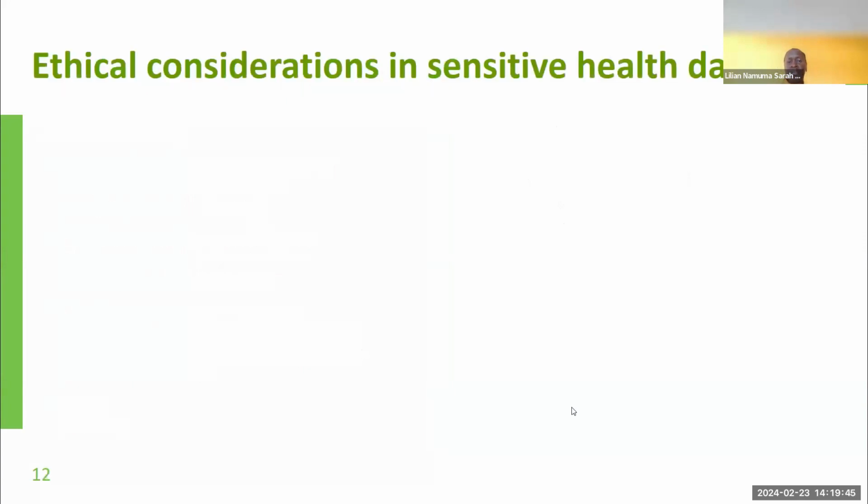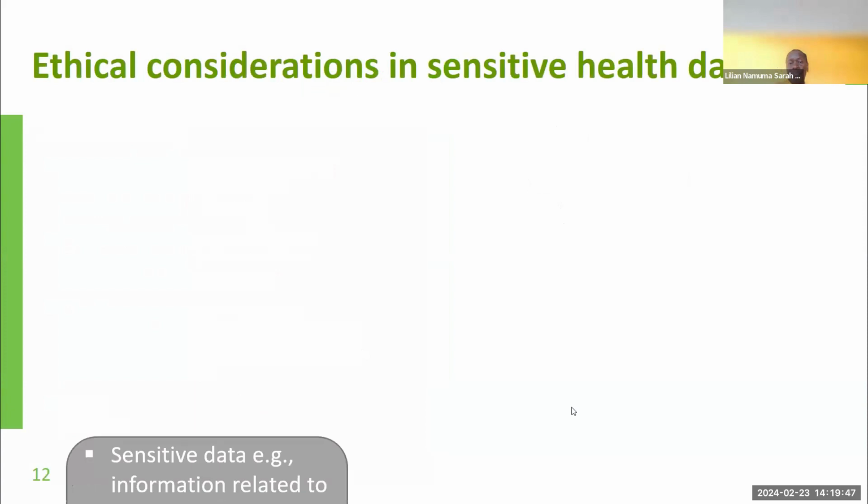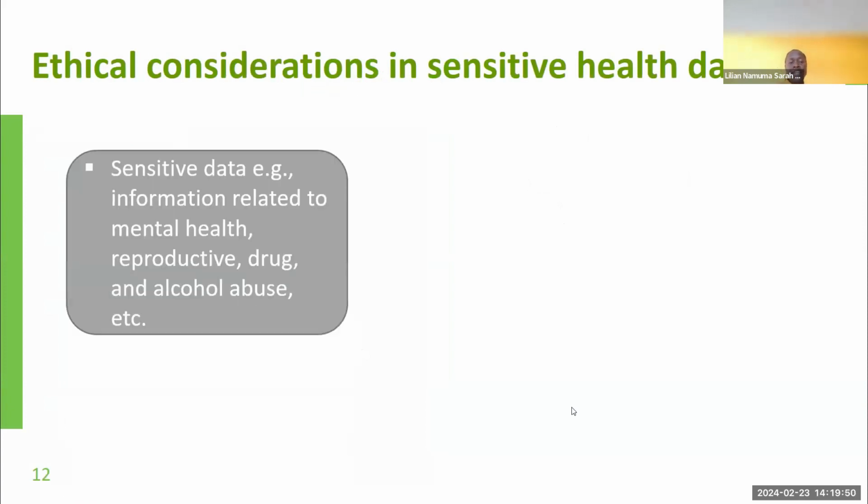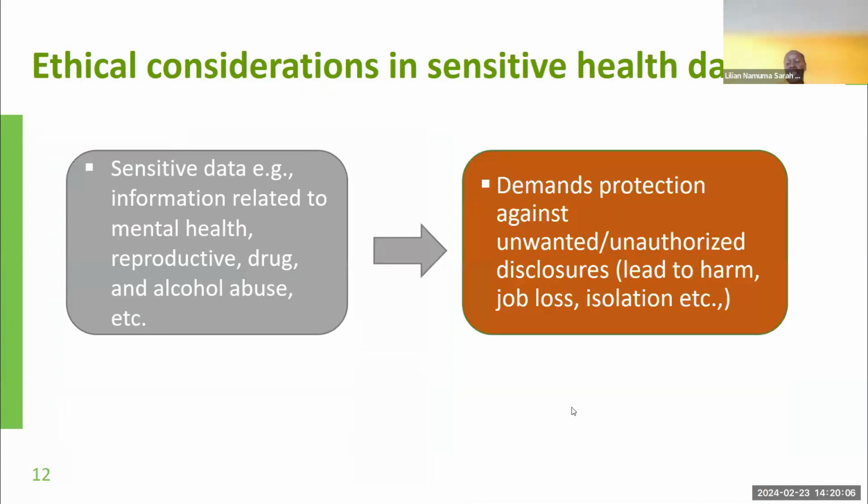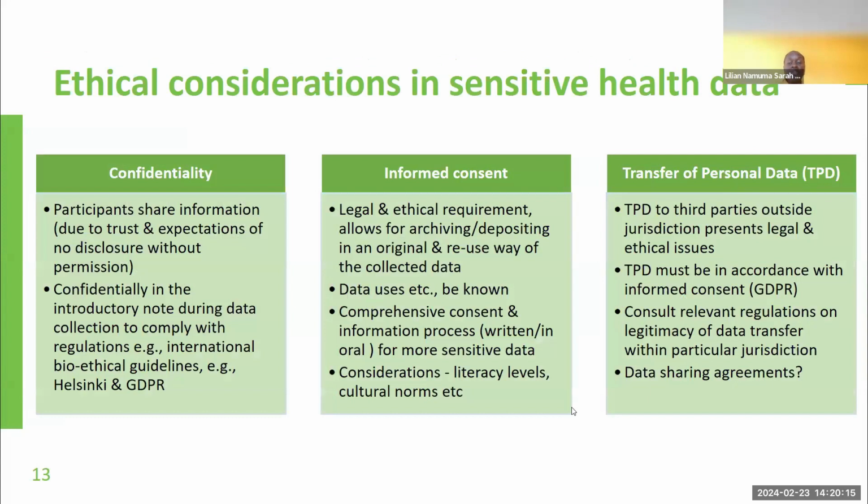So we look at the ethical considerations in sensitive health data, and sensitive health data, for example, information related to mental health, maybe the reproductive health issues to do with the drug abuse, maybe the medication and all that. It really demands protection against unauthorized access, and of course be able to safeguard the data subjects from possible consequences, right? So ethical considerations, we look at a few of them.